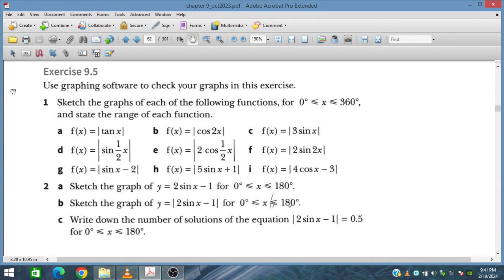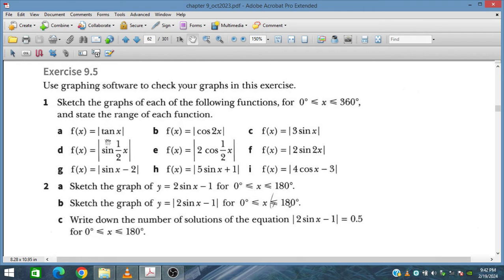Bismillahirrahmanirrahim. In this session, we will discuss exercise 9.5 from the topic of trigonometry from the additional mathematics course for IGCSE and O level students. In this exercise, we will draw some graphs of trigonometric functions from 0 to 360 degrees. And we have parts a to f.